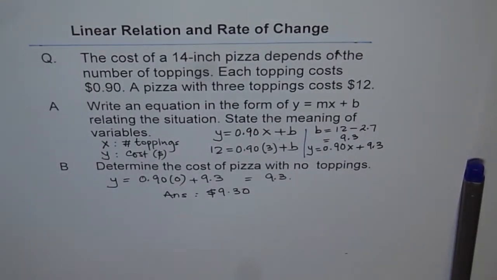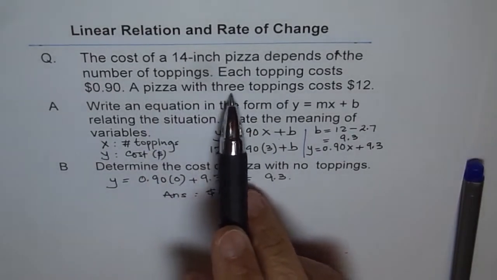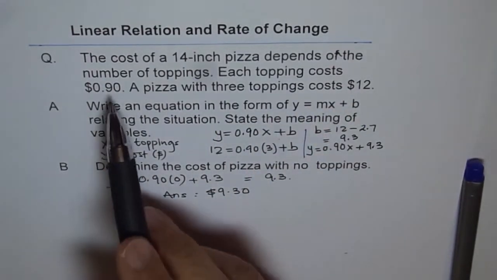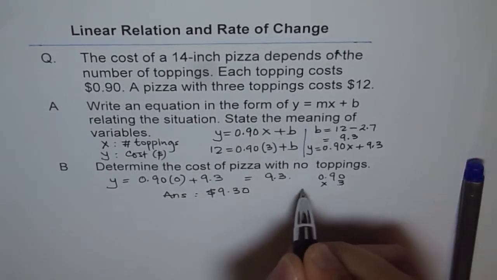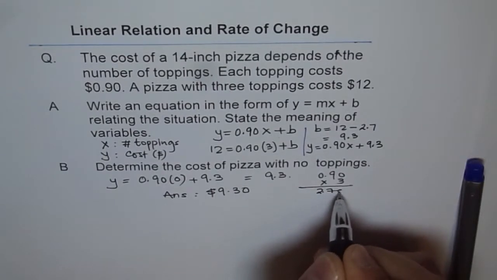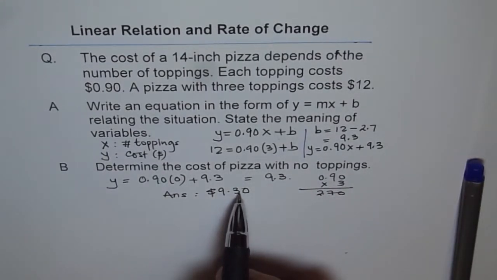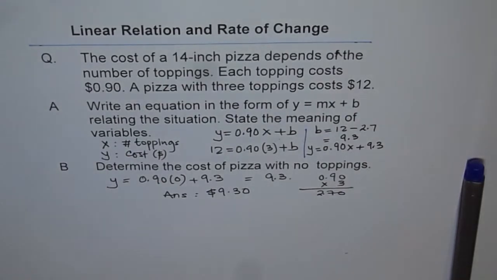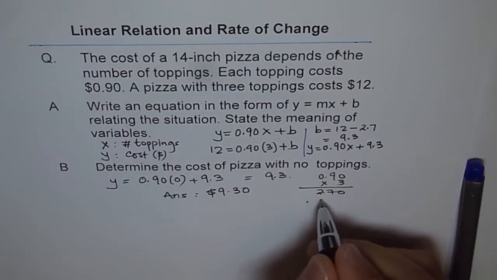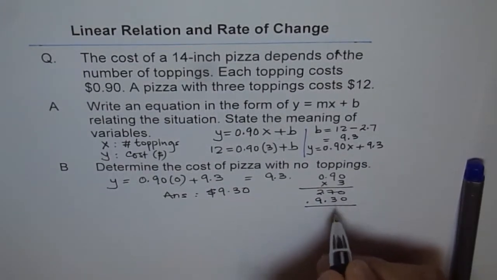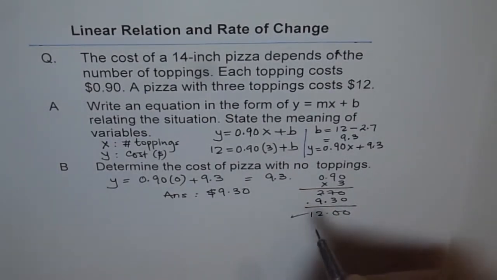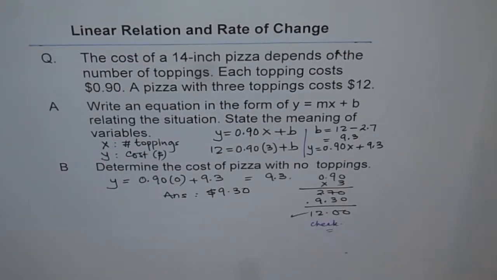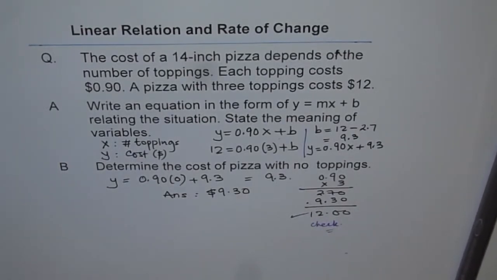Now you can check your answer. How will you check? A pizza with 3 toppings cost $12. So 3 times 90 cents, each topping is 90, right? So 3 times 90 is 270, right? So if you add 270 to this, you'll get $12, correct? So that's the first check to see whether your equation is correct or not, correct? Let's add 930 to it, that gives you $12, correct? So that is a check. So it's a good idea to always check your result, right? So that's how you can do this type of question.